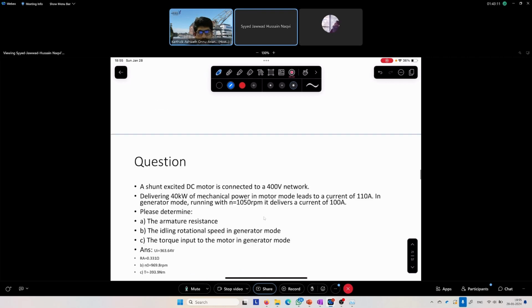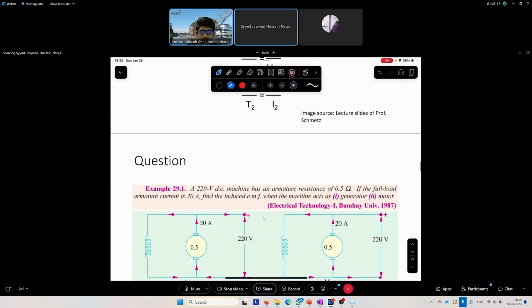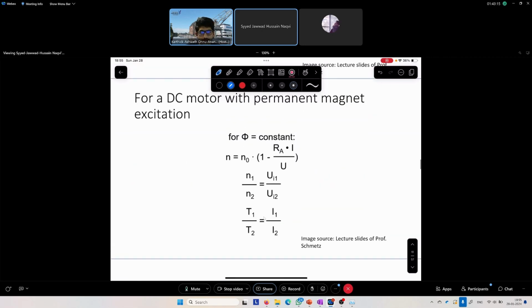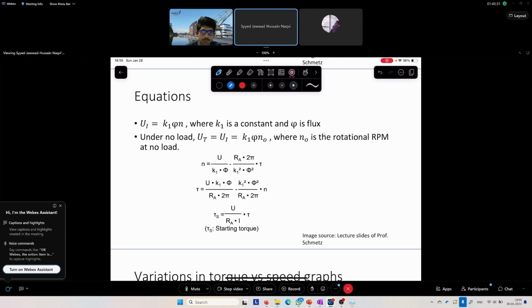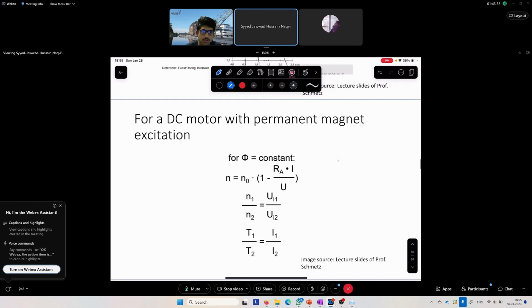So here remember the generator relationship between voltage and RPM: U is K phi n. Go for the shunt case because it's not permanent magnet. U is K1 phi n. Use that. And in the no load case, UT equals UI, which is K1 phi times the idling rotational speed.